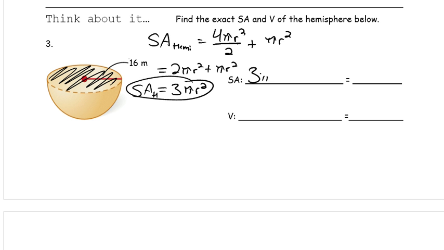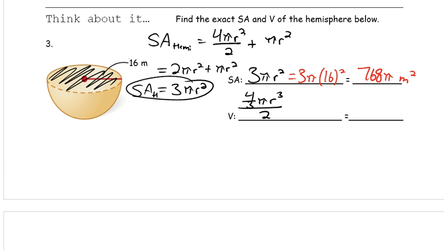So we have 3 pi r squared, or 3 pi times the radius is 16 squared. So that's 256 times 3, 768 pi meters squared. Volume, okay, volume is not as tricky to think about. That's going to be 4/3 pi times the radius cubed, all divided by 2.